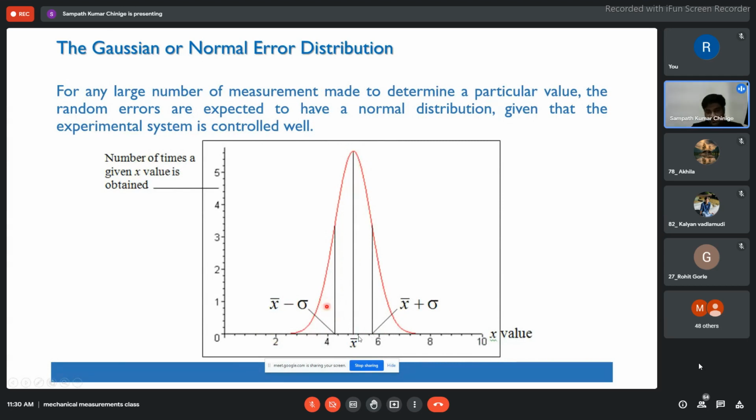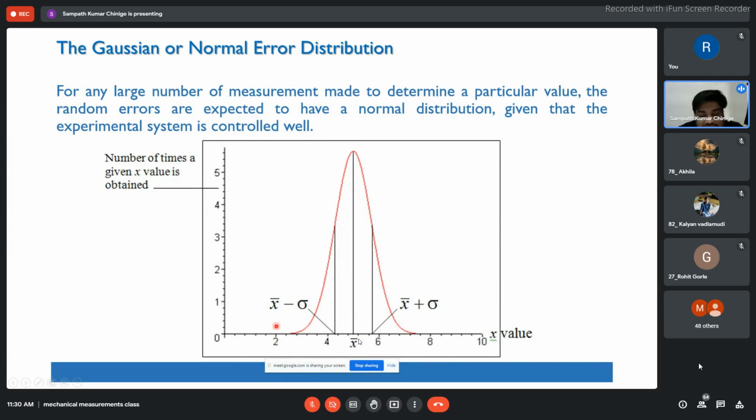Again, at this point I would like to differentiate between these two. Error is the deviation of the measured value from the true value. Input, we have an output. The deviation from the input to the output is what we call an error: true value minus measured value. But the error will not be fixed. For each reading, it will have a different error. So what is the range of that error? From this to this interval, the error is varying for a set of readings.